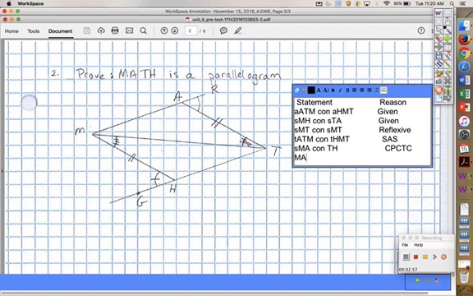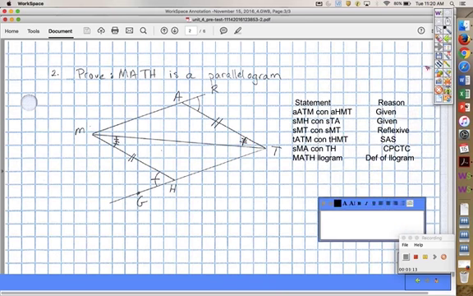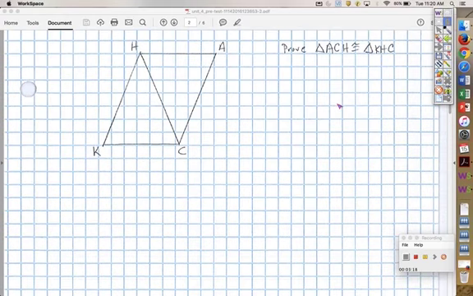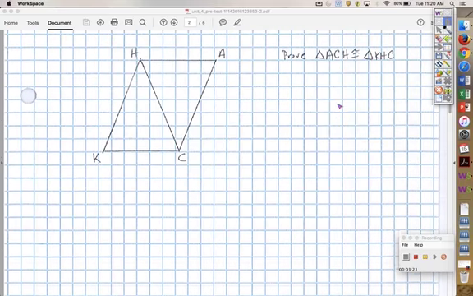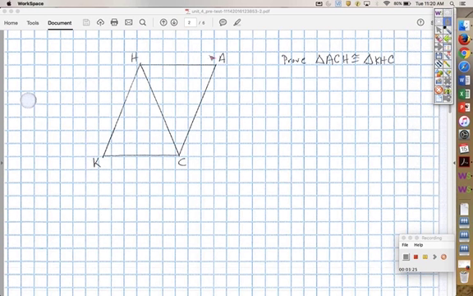Now, there is another one I want to show you so you can get a second chance at it. If we scroll down, we want to prove that triangle ACH is congruent to triangle KHC. There's some pieces and parts missing here, so I'll help fill that in. What we need to do is say that these pieces are parallel, and that these pieces are parallel. Now, I am given a parallelogram.